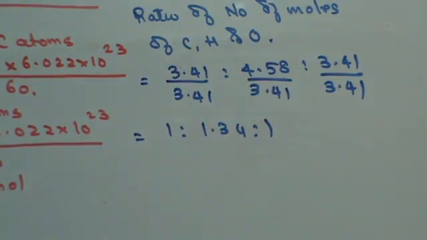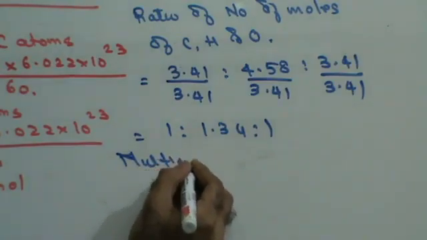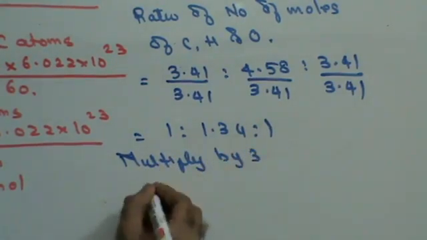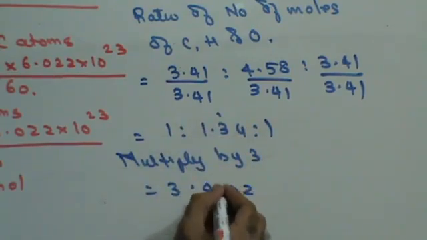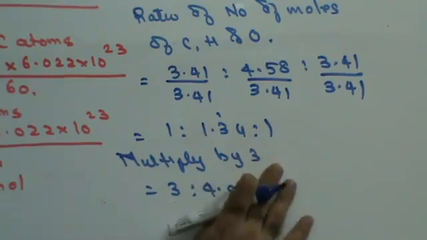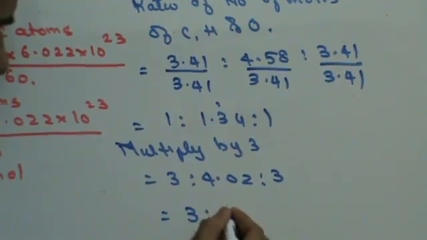Right? Now, I want to convert the ratio into a whole number. 1.34. What should I multiply 1.34 by so that I get a whole number? I don't want a decimal number. The closest number that will be possible without a decimal is by multiplying by 3. If I multiply this by 3, I will get 3 is to 4.02 is to 3. 4.02 is approximately equal to 4. So 3 is to 4 is to 3.